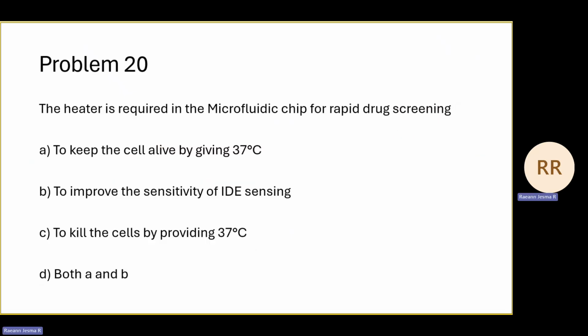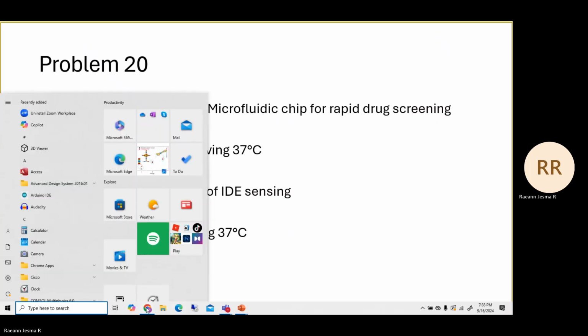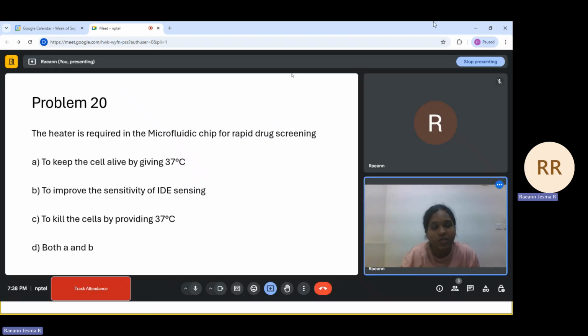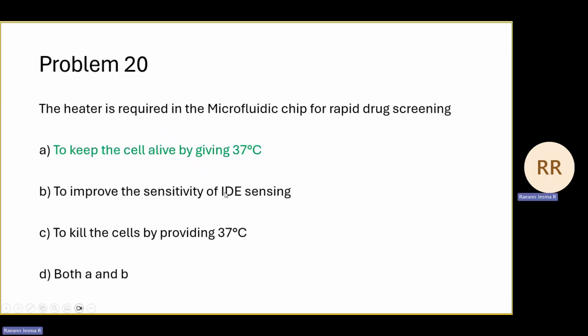So now let us move on to the next problem. Problem number 20. The heater is required in the microfluidic chip for rapid drug screening. Option A, to keep the cell alive by giving 37 degrees centigrade. Option B, to improve the sensitivity of IDE sensing. Option C, to kill the cells by providing 37 degrees centigrade. Option D, both A and B. Okay. So what is the correct answer for this question? The correct answer is option A, to keep the cell alive by giving 37 degrees centigrade. So 37 degrees centigrade is the human body temperature.